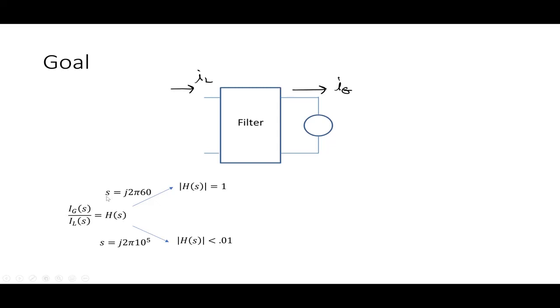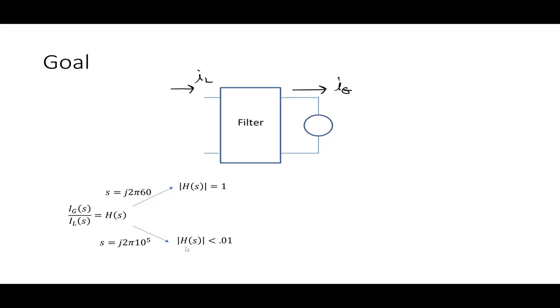I know that if I have s equal to 2 pi 60 j, I want the magnitude of this to be 1. In other words, I want the input and the output to have the exact same amplitude. My 2 amp input at 60 hertz should be a 2 amp output at 60 hertz. But I also have a term sitting out here at 100 kilohertz, at omega equal to 2 pi times 10 to the 5th. In this case, I want the magnitude at that frequency to be less than 1%.